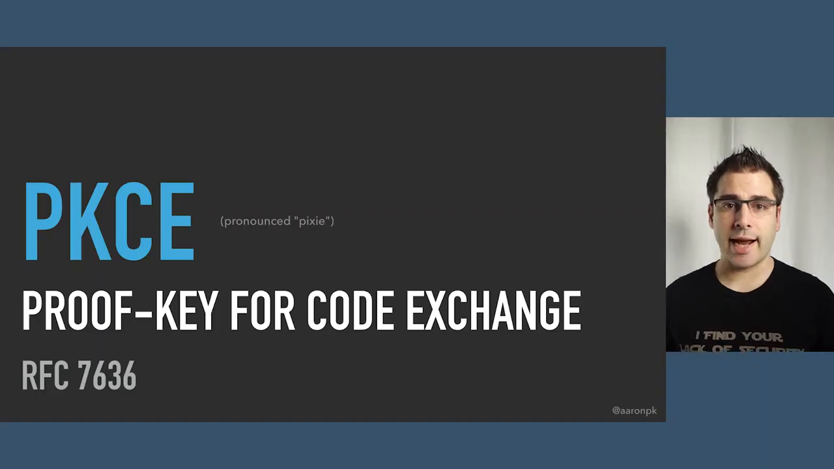So OAuth 2 avoids the need for a client secret in the cases where we can't use one, because of this additional extension added to OAuth. PKCE, which stands for Proof Key for Code Exchange, is basically a solution for how to do OAuth with applications that can't use a secret.